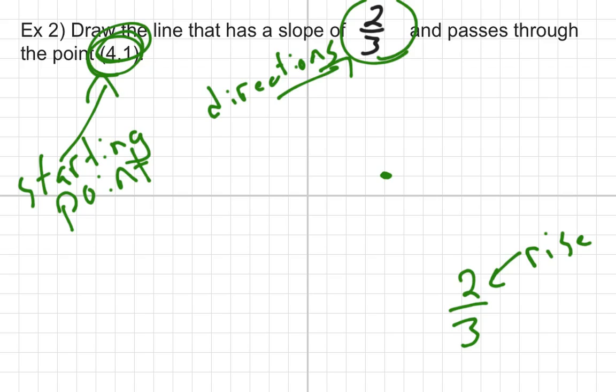So it's saying to rise up from this starting point, rise up 2, 1, 2. And then the second number, the denominator, is our run. It's telling me, since it's a positive, to run to the right 3, 1, 2, 3. And that's how I get to the next point.